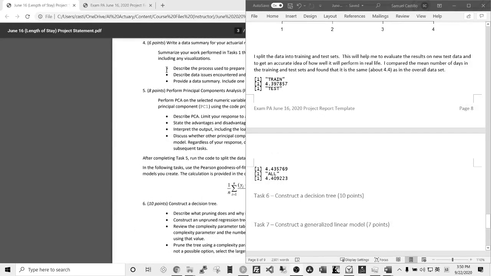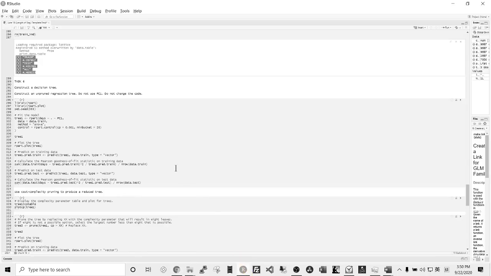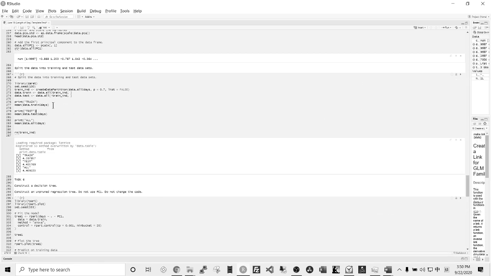Next, I need to split the data into training and test sets. The code provided will already do that. It will then compare the mean number of days between each of the data sets.